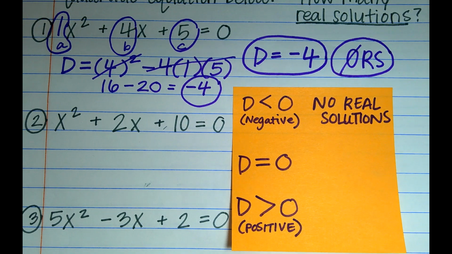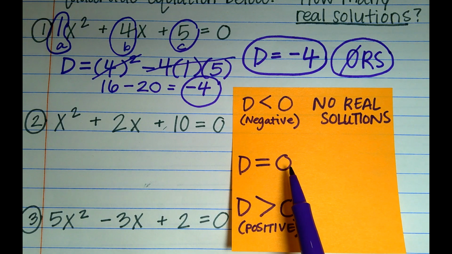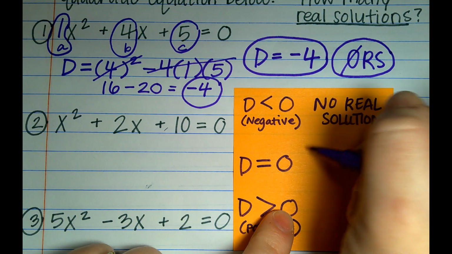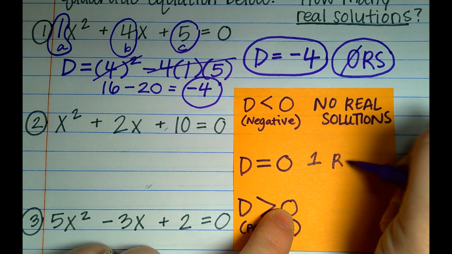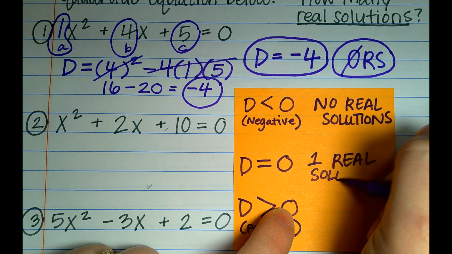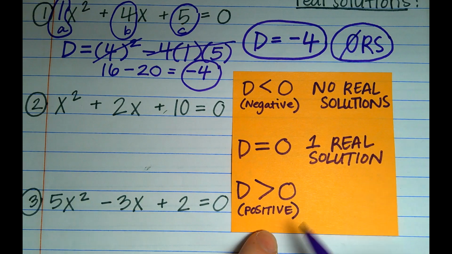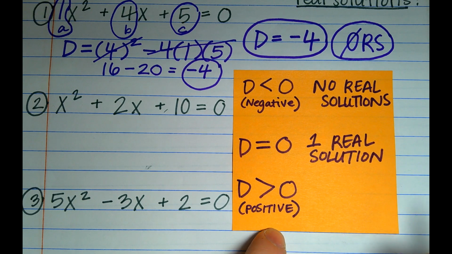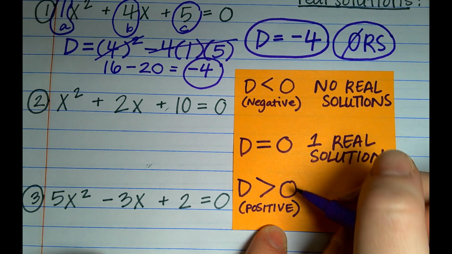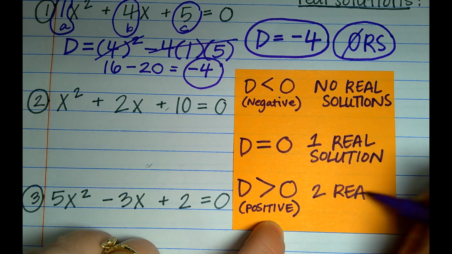Now before we do the other 2, how many real solutions do we have when the discriminant is 0? 1. 1 real solution. And last but not least, when it's positive, how many? 2. You'll get 2 real solutions, or 2 answers for x.